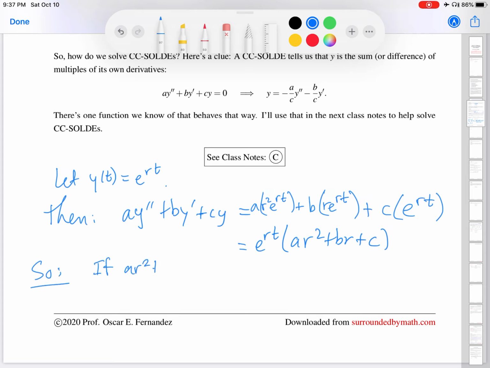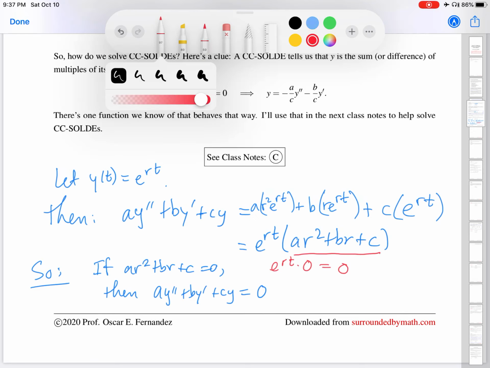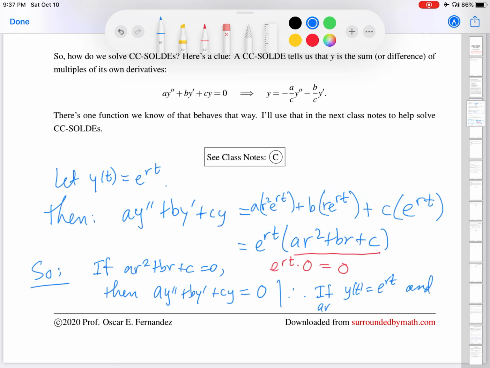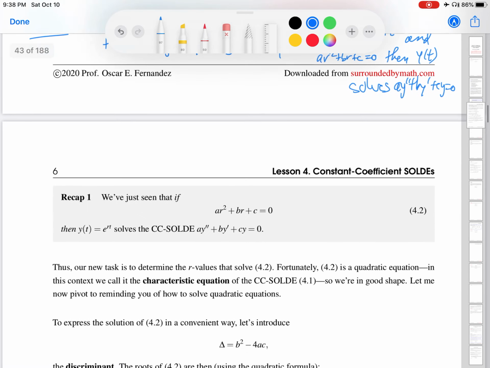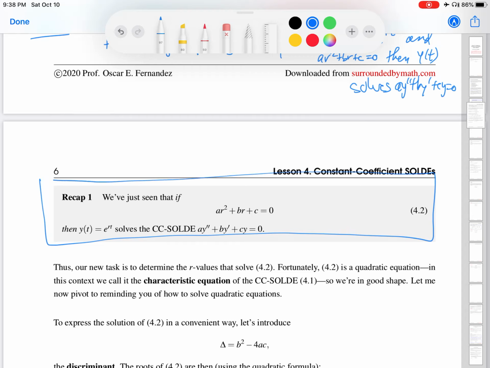Okay, and then I'm going to say, if ar squared plus br plus c equals 0, then ay double prime plus by prime plus cy equals 0. Right? Makes sense? So if this part equals 0, then I have e to the rt times 0 equals 0. Okay, so my conclusion is that, therefore, if y of t equals e to the rt and ar squared plus br plus c equals 0, then y of t solves ay double prime plus by prime plus cy equals 0. Okay, and that's actually what I wrote down here, worded slightly differently.